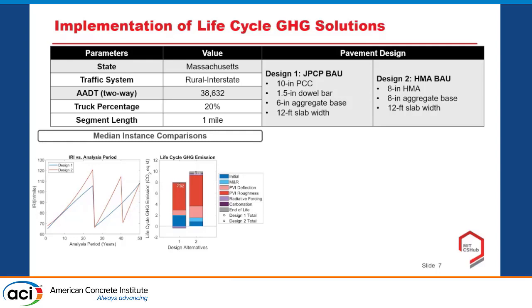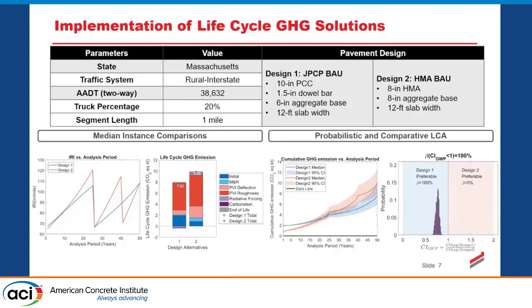And when we are considering the bar plot for life cycle GHG emission, the concrete pavement, which is design 1, is about 80% of life cycle GHG emission compared to the asphalt. So here is the comparative and probabilistic LCA. We have been seeing this result here, but for now I'm going to propose another thing this tool can do.